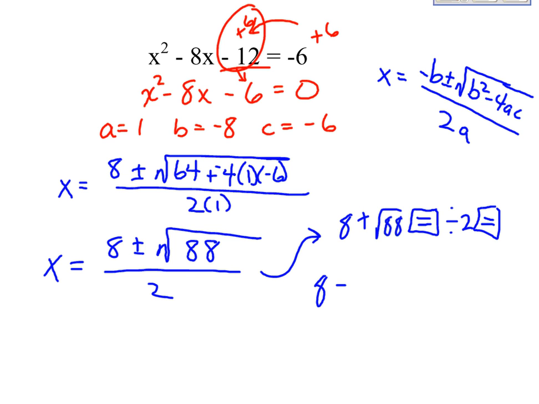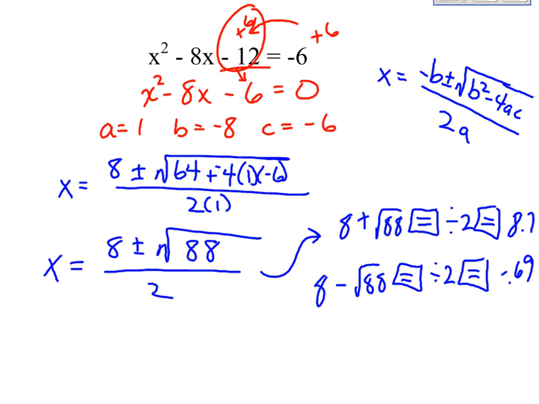And then you'll type in 8 minus the square root of 88. Make sure you hit equals, otherwise you're going to get the wrong answer. And then divide by 2. And we'll get the same answers. 8.7 for the first one, and negative 0.69 for the second one. Okay.